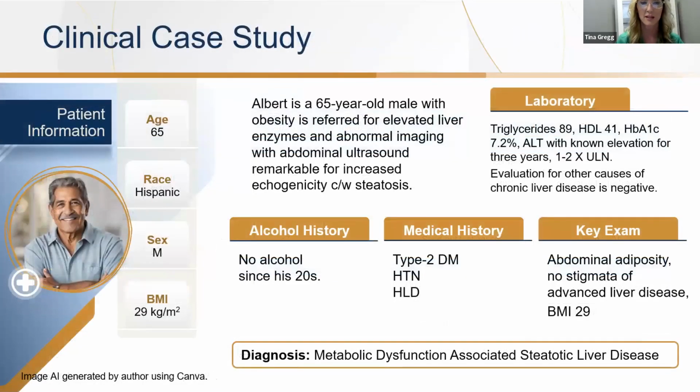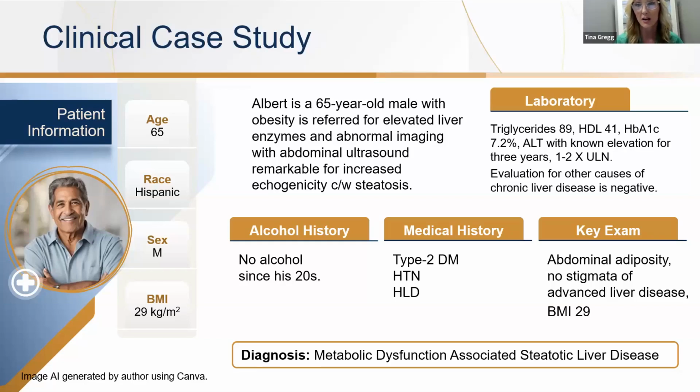So back to our case study, Mr. Albert. None of the information on this slide has changed. At the bottom, remember, we have the diagnosis of metabolic dysfunction associated steatotic liver disease. Our next step will be determining if Mr. Albert has any significant fibrosis. And the slide that I showed you previously with all of the information on the non-invasive tests can look overwhelming because you ask yourself, okay, there are so many options, where do I start?